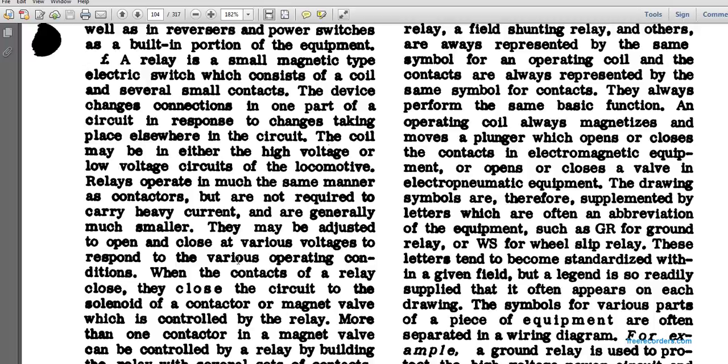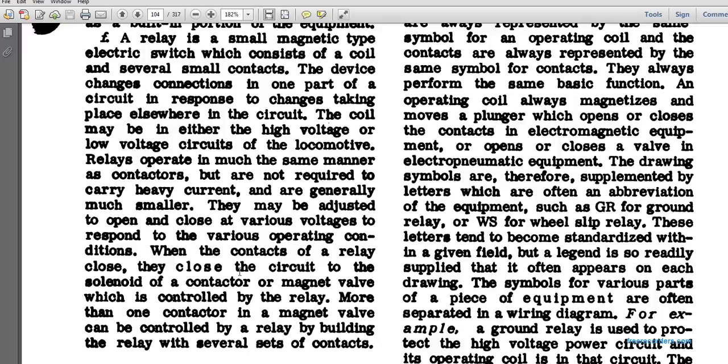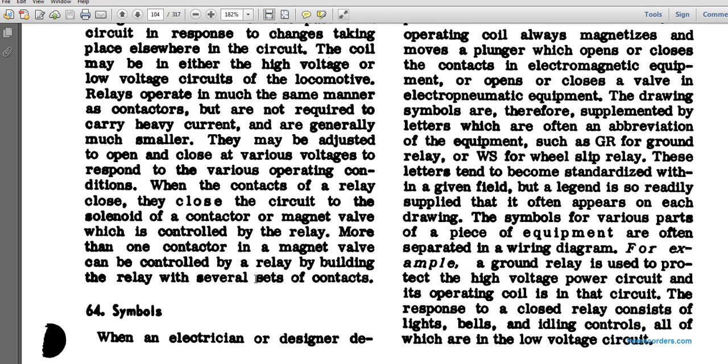The contacts of the relay close the circuit to the solenoid, the contact of the magnet valve, controlled with the relay. More than one contactor and magnet valve can be controlled by the relay, building up the relay with several sets of contacts.